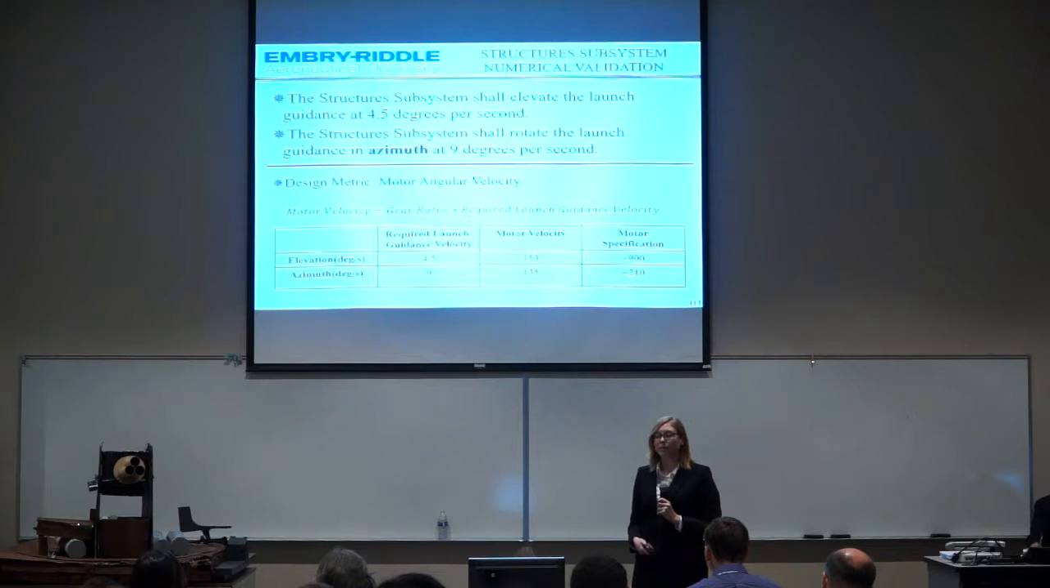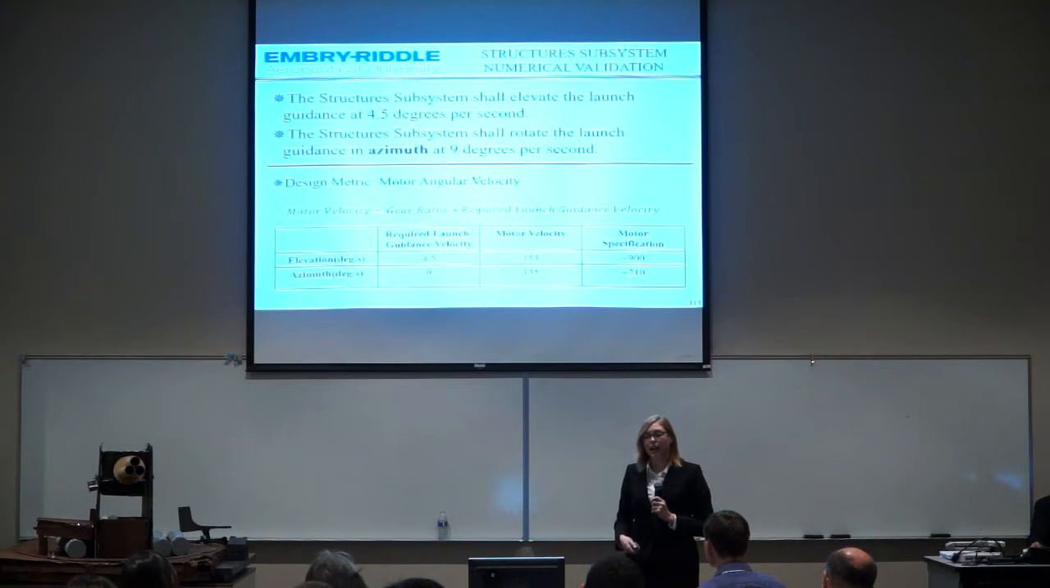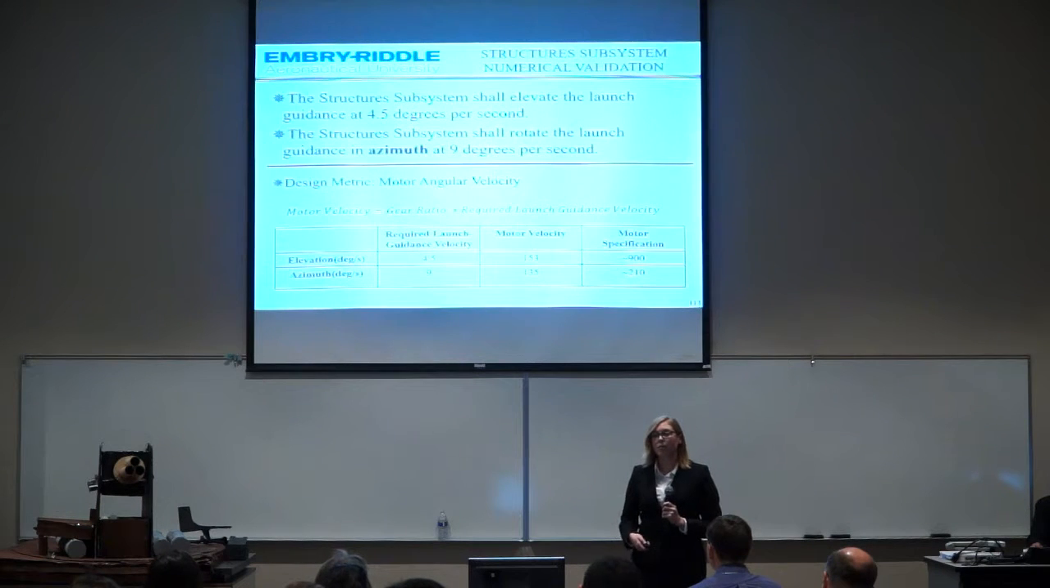Next, the structure subsystem shall elevate the launch guidance at 9 degrees per second, and it shall rotate in azimuth at 4.5 degrees per second. In order to have our barrels elevate at 4.5 degrees per second, our motors would need to spin at 153 degrees per second. I apologize, the numbers are switched up there. The motors would need to rotate at 153 degrees per second, and our motors are specified to run at approximately 900 degrees per second, which validates our elevation requirement.